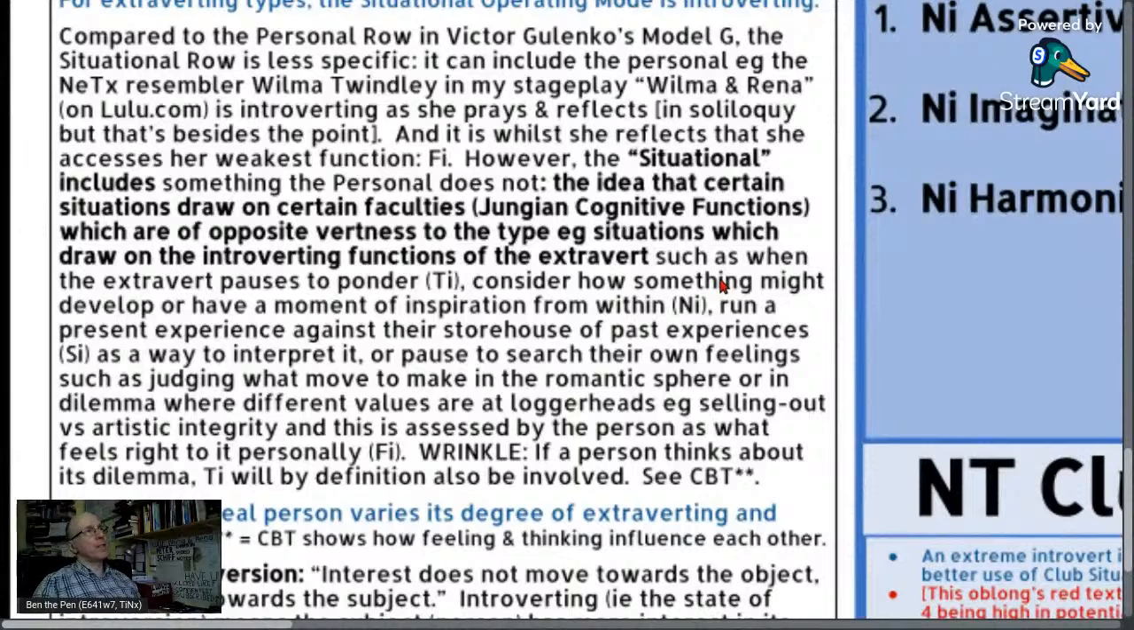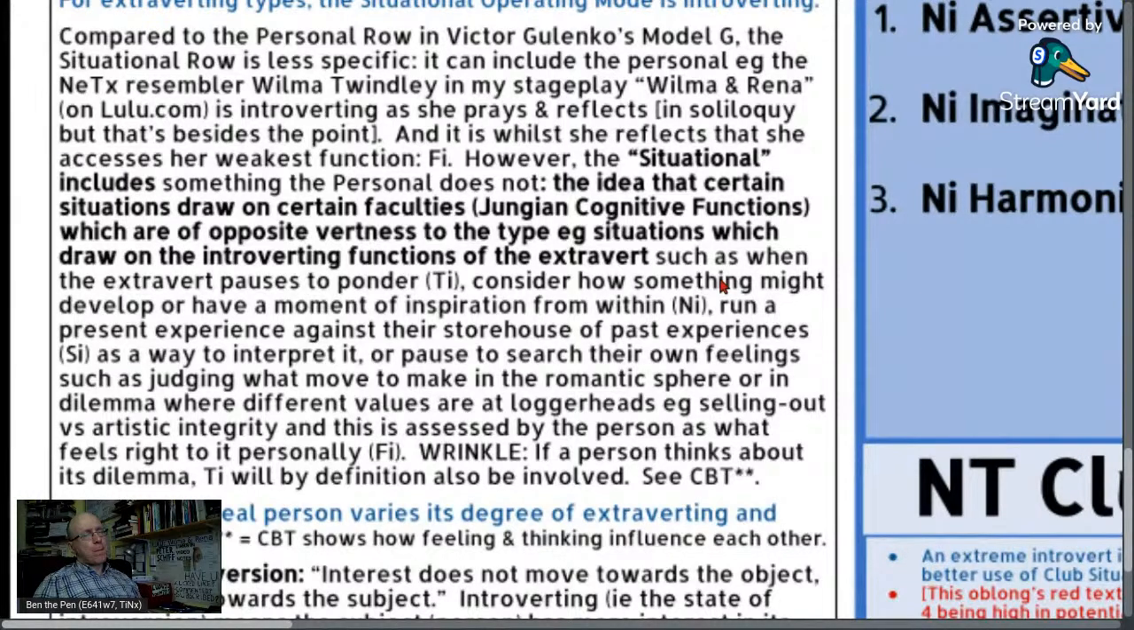Compared to the personal row in Victor Gulenko's Model G, the situational row is less specific. It can include the personal, e.g. the ENTP resembles a twin, and while she reflects, she can access her weakest function, Fi. However, the situation includes something the personal does not. So this is the idea. In Model G, Victor Gulenko would have it that the ENTJ accesses Ni and Fi when on its territory.